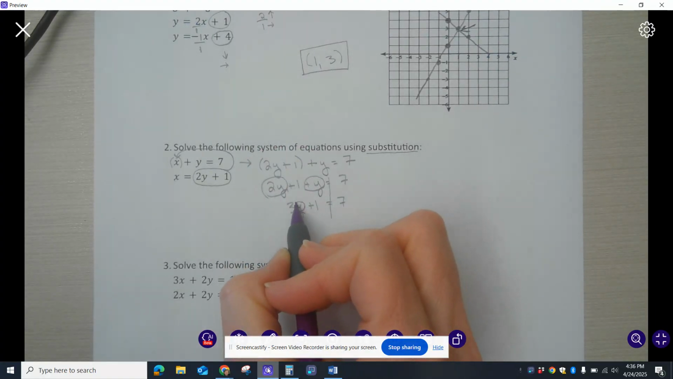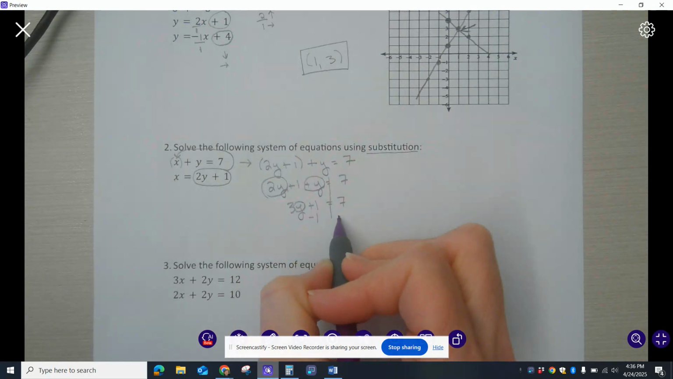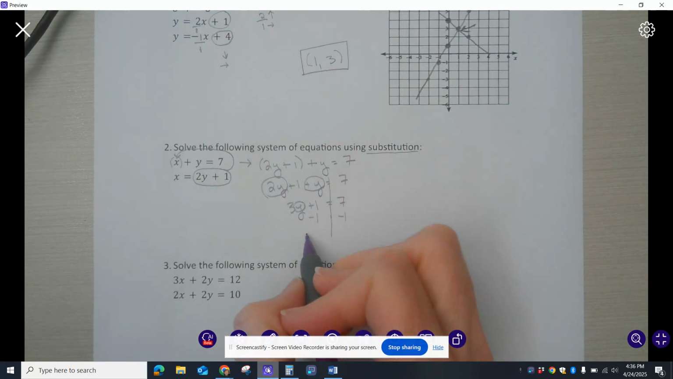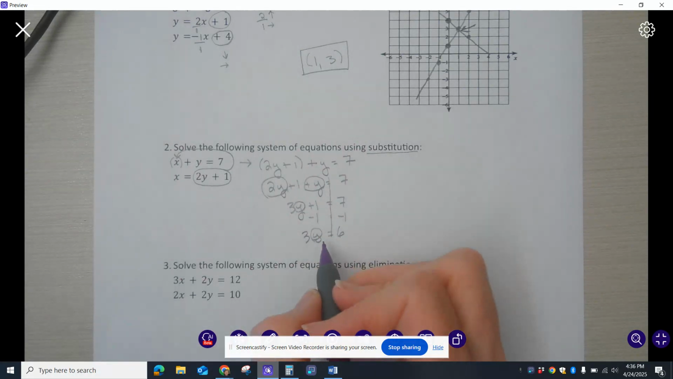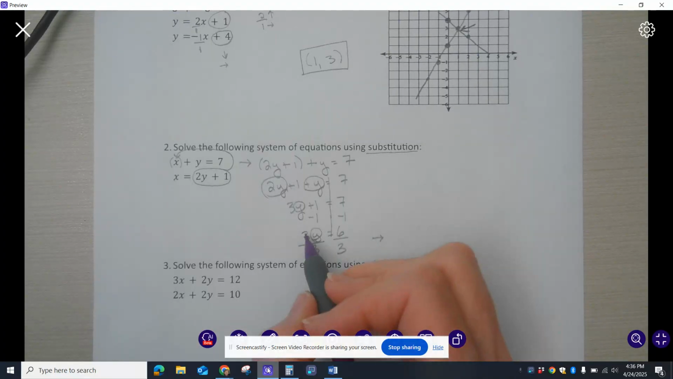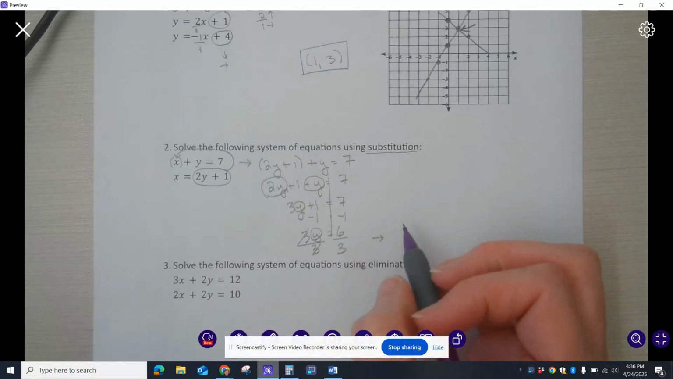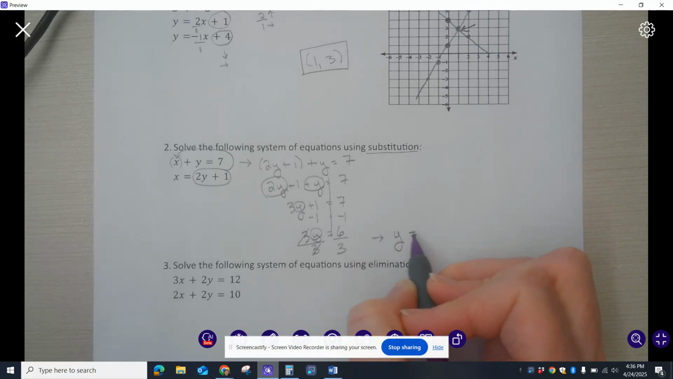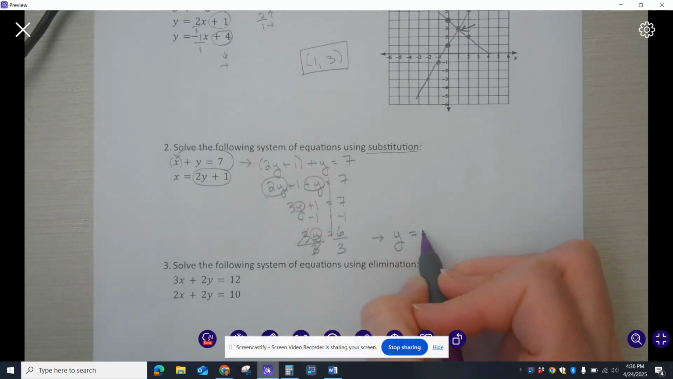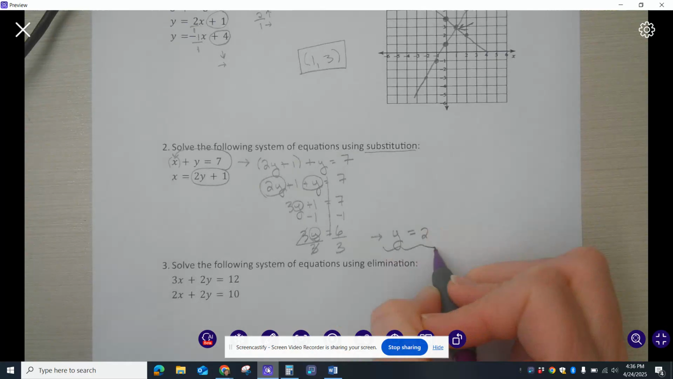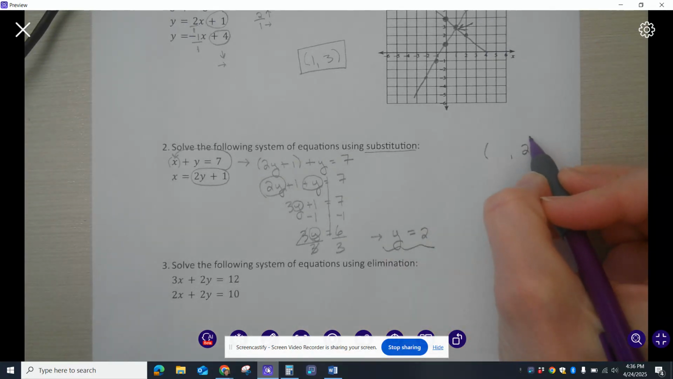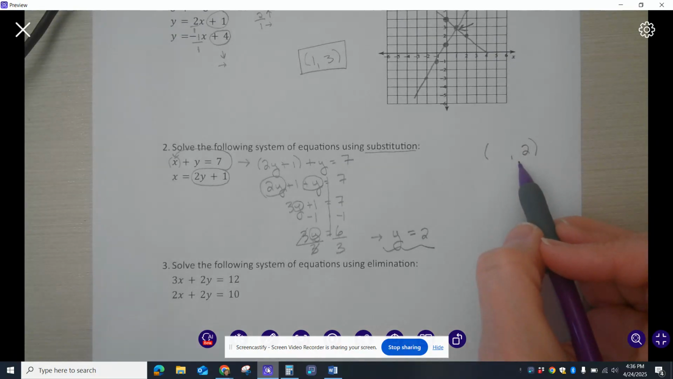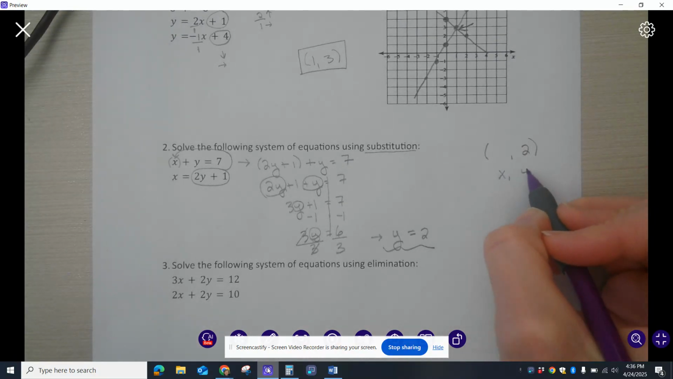Trying to get y by itself, undo addition and subtraction first by subtracting 1 from both sides. 7 minus 1 is 6. Undo multiplication by dividing both sides by 3. 3 divided by 3 is 1. So 1y equals 6 divided by 3 is 2. Remember, that's half of my answer because my answer is a full coordinate point. I now know that y is 2.